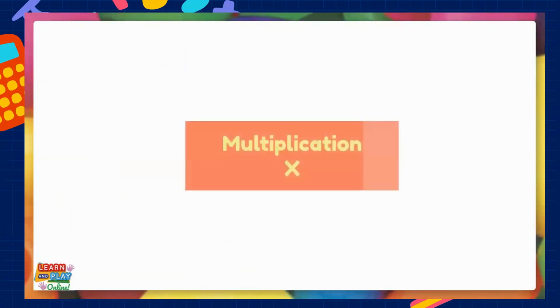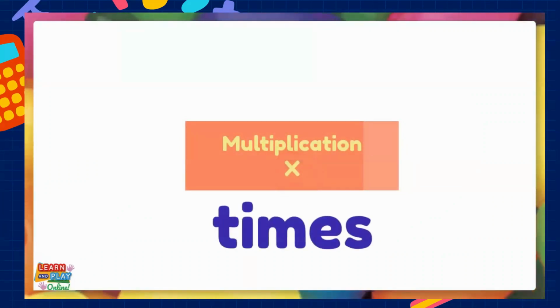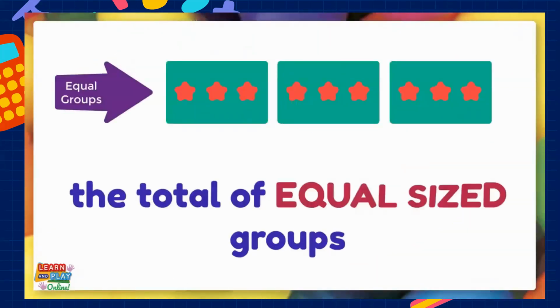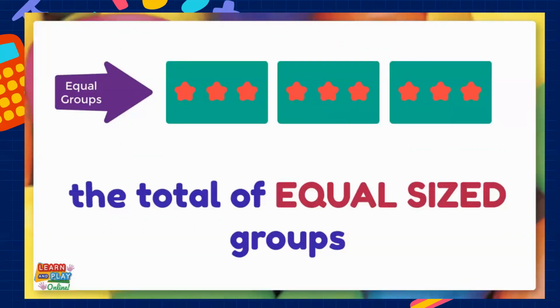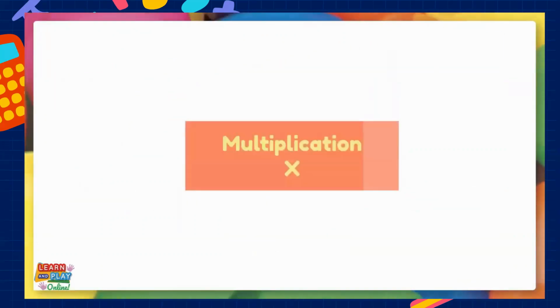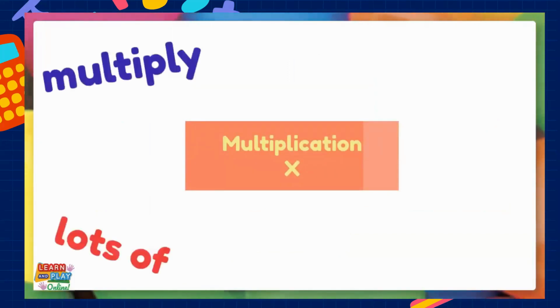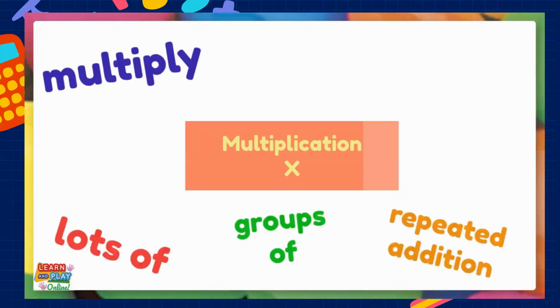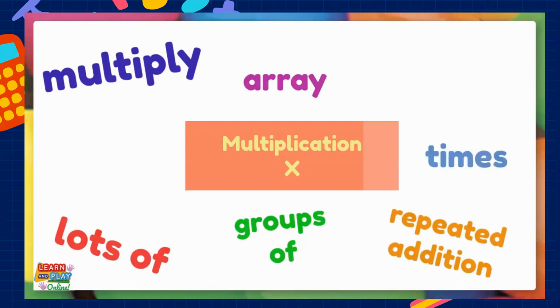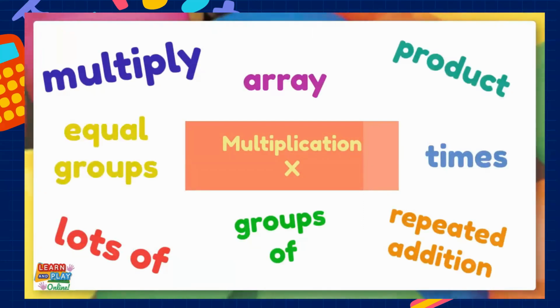What is multiplication? Multiplication is represented by the mathematical symbol that looks like the letter X. When we see that symbol, we say times. Put simply, multiplication is finding the total of equal-sized groups. Some other words that are related to multiplication are multiply, lots of, groups of, repeated addition, array, times, product, equal groups.